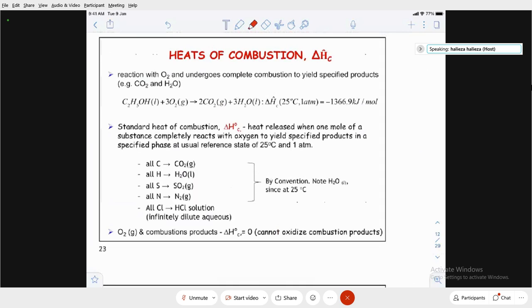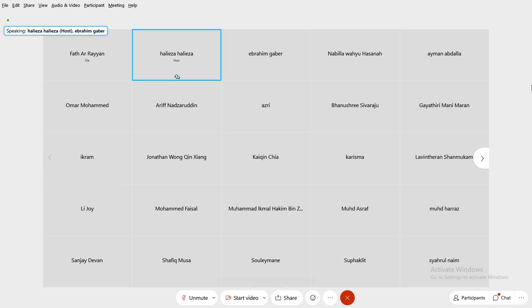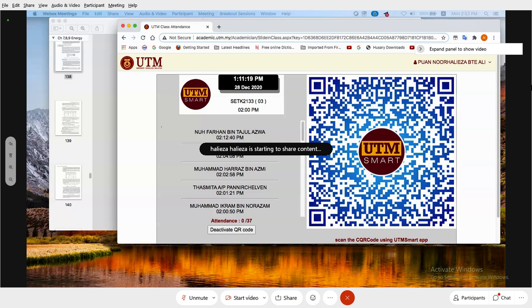Can you display the QR code? QR code. Yes, I will. Let me stop sharing this. Thank you. Welcome. That's the QR code.